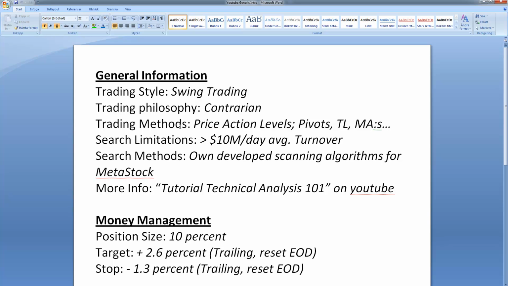Regarding money management, I have a position size of 10% at the moment. My target is 2.6%. I use a trailing target, and I reset end of day. My stop is also trailing, reset end of day, and that's minus 1.3%.